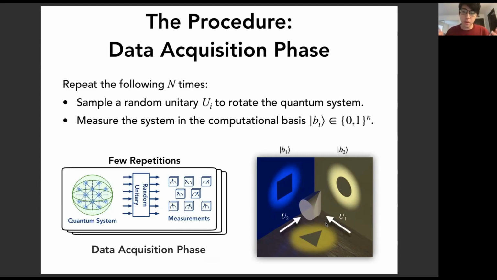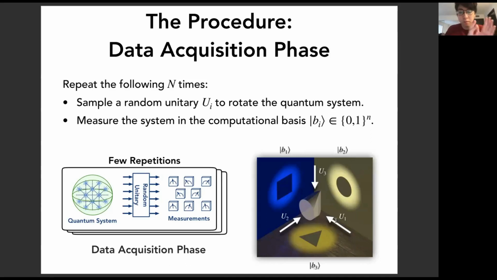And then you just repeat. For example, when you look at it from this angle, you see a square. You look at it from a different angle, you see a circle, and then you see this triangle. After seeing all these shadows of the original quantum system, as shown in the figure, we can get a good picture of what the original quantum state, this very high dimensional object, looks like. That's the basic idea for our randomized procedure.